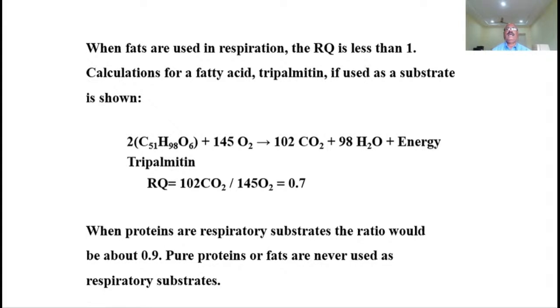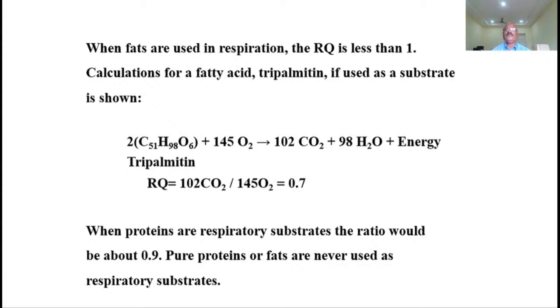Calculations for fatty acid, tripalmitin, if used as a substrate, is shown. So tripalmitin, 145 oxygen is utilized, 102 CO2 is evolved, so that 102 by 145, it is 0.7. When proteins are respiratory substrate, the ratio would be about 0.9.